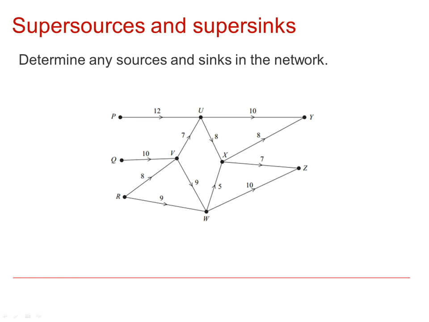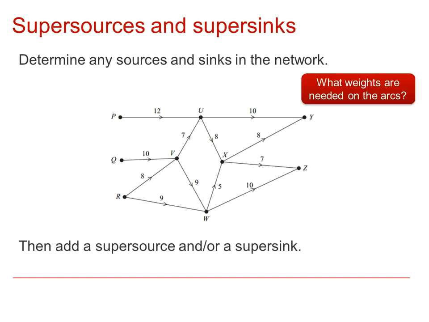So the way we deal with this is very straightforward. In fact, we add in what is known as a super source and a super sink. And we have to then think about, if we do that, what weights are needed? So here's the super source coming in, and let's look at that to start off with. We might label it as S.